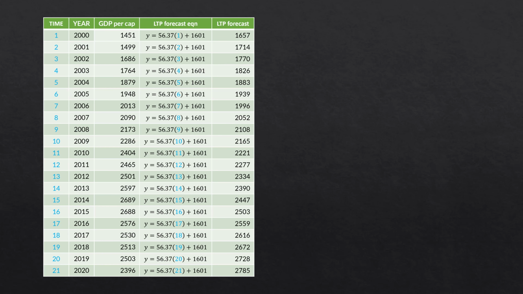Now the way this works is that we substitute the time period into the equation. So here's the equation again. We can see in the fourth column, all we are doing is substituting the time period, so 1, 2, 3, 4, and so on, into the place of x, and then going ahead and evaluating that equation. And that generates our forecasts over in the last column.